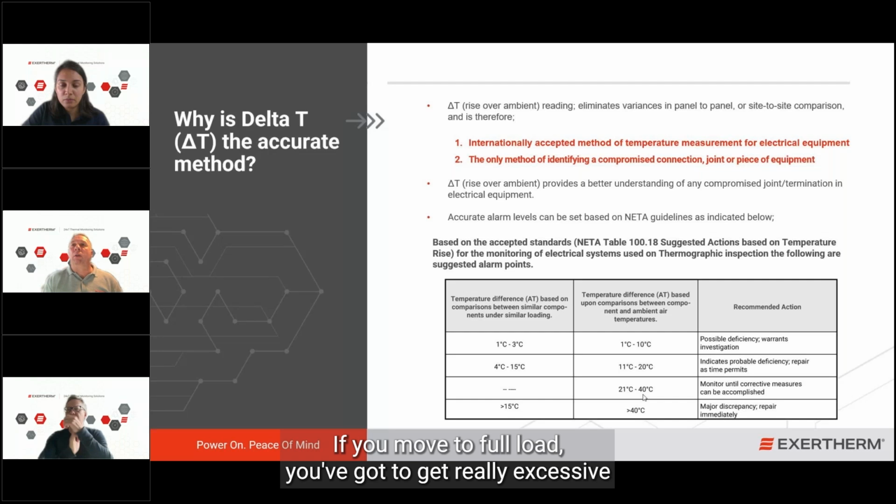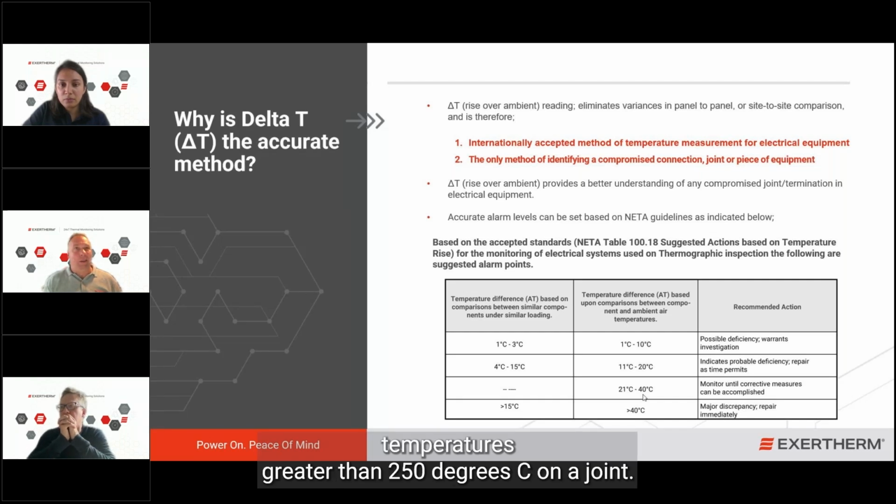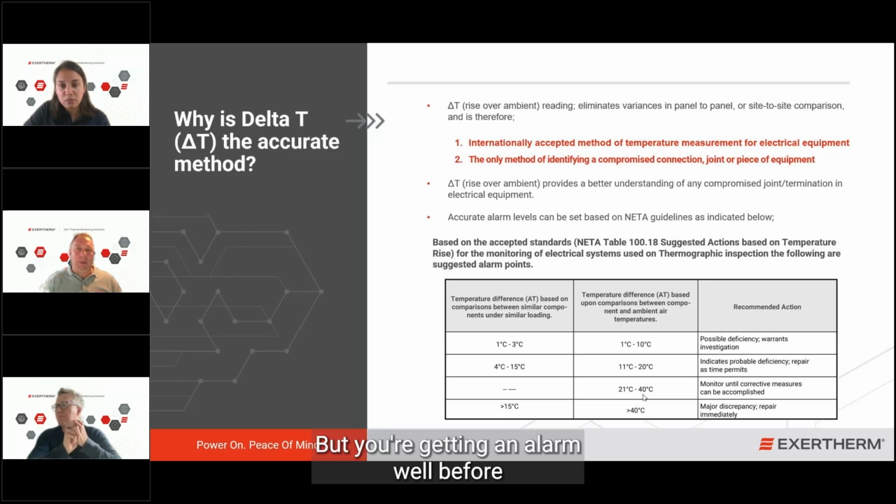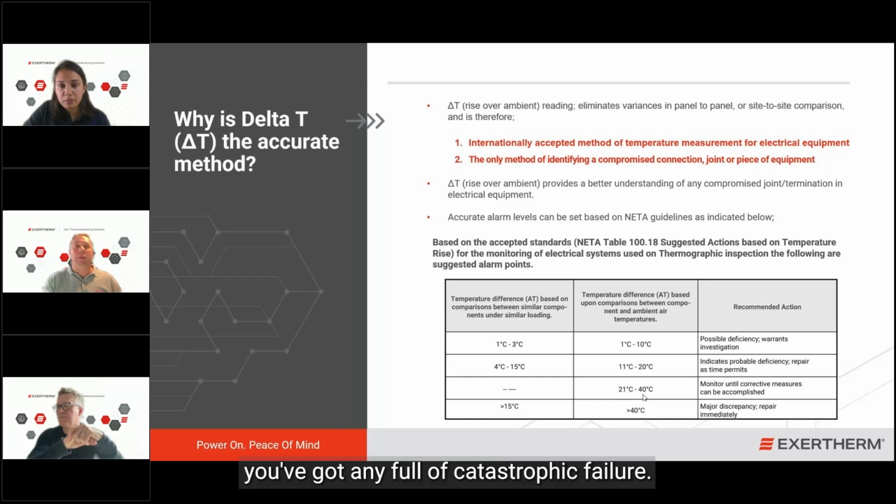If you move to full load, you could get really excessive temperatures greater than 250 degrees C on a joint. So, yeah, use the table. And as I said, we tend to stick around 30 as a warning, 40 as a critical. So there are no false alarms, but you're getting an alarm well before you've got any form of catastrophic failure.